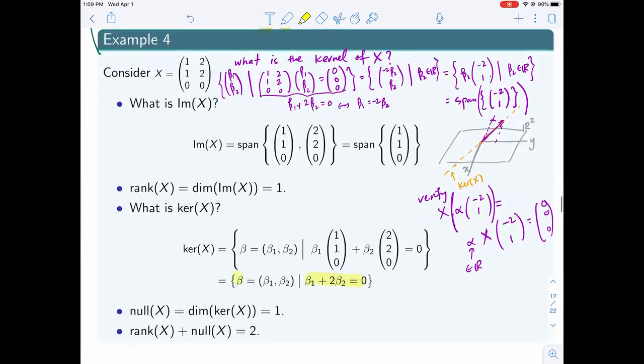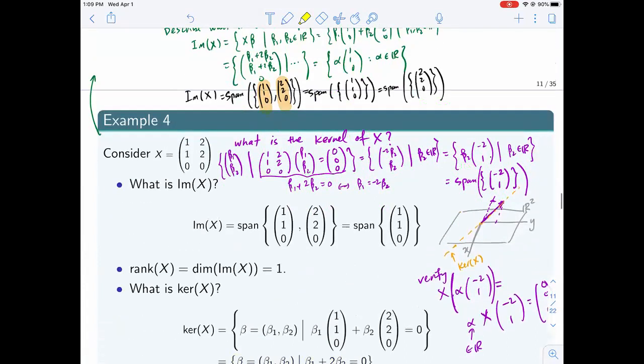So we can write the kernel as this, but we can also write it as the span of this, which is nicer and a little bit more informative. Great. So now what is the dimension of the kernel? The dimension of the kernel is 1 because it's just the span of a single vector.